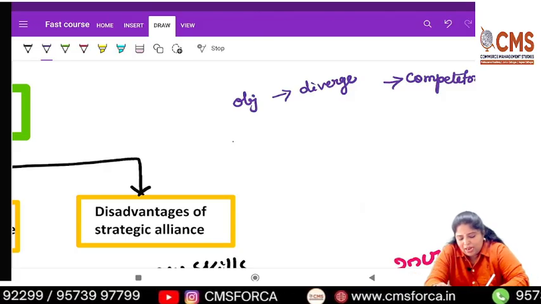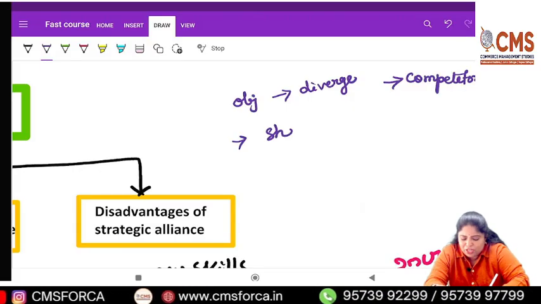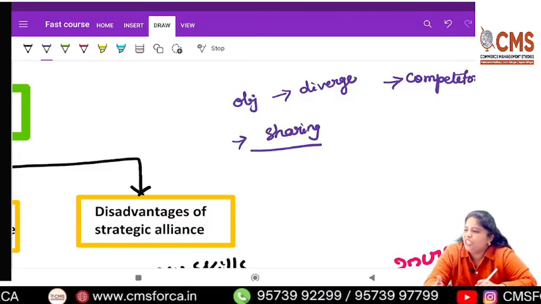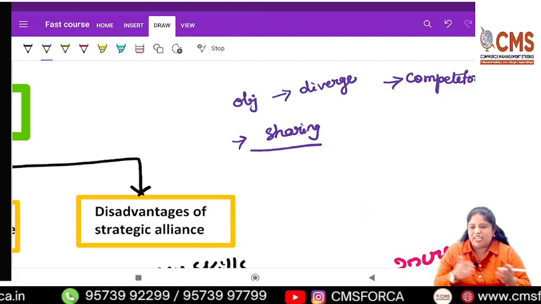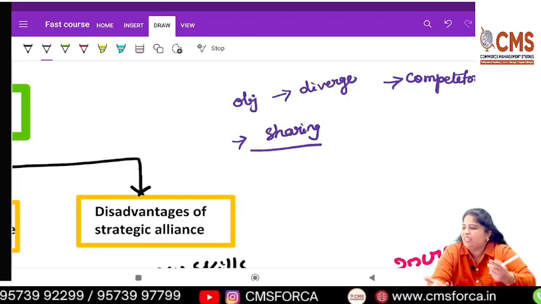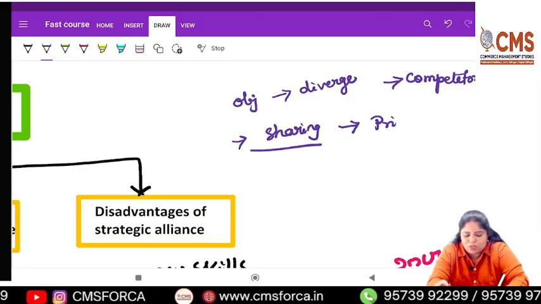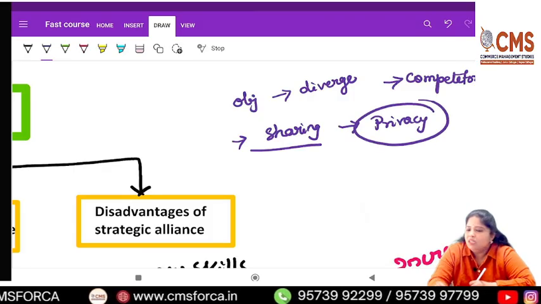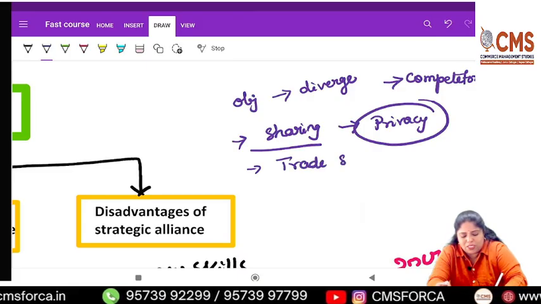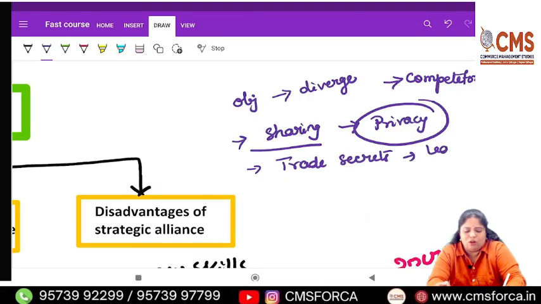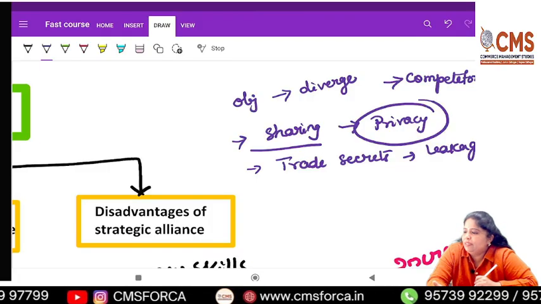The day your objectives diverge, you will again become competitors. And the next disadvantage with strategic alliances is that it involves a lot of sharing. You are sharing your resources, your facilities, and your trade secrets. So it may not be suitable for those companies who prefer privacy. There is a lack of privacy in strategic alliance. Because of this lack of privacy, trade secrets might get leaked.